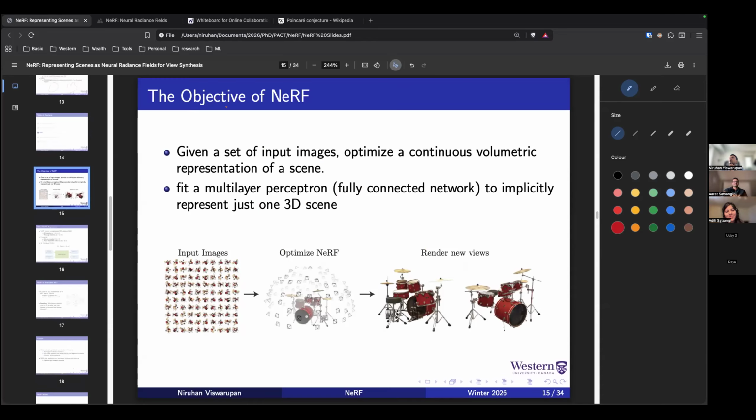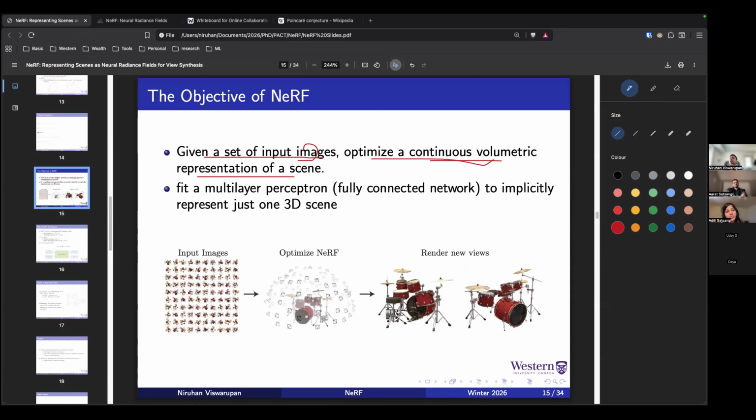So the objective of NeRF is, given a set of input images, optimize a continuous volumetric representation of space of a scene. So the input is a set of images. Then in the training procedure, the input is a set of images. Then the output is some neural network based continuous volumetric representation of the scene. So, fitting a multi-layer perceptron to implicitly represent just one 3D scene.